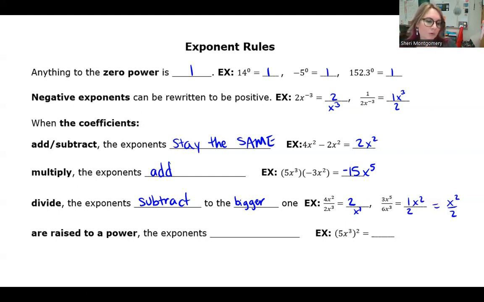The next exponent rule we're going to talk about is when the coefficients are raised to a power. So here I have 5 and all of this stuff is raised to a power. So this is an example where the exponent of 2 also applies to the 5. Now the 3 only applies to the x, but the 2 applies to both of them. So anytime you are raised to a power, you will multiply exponents.